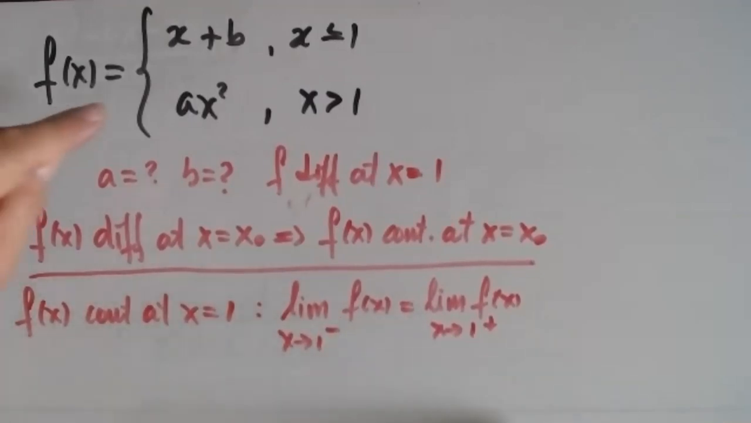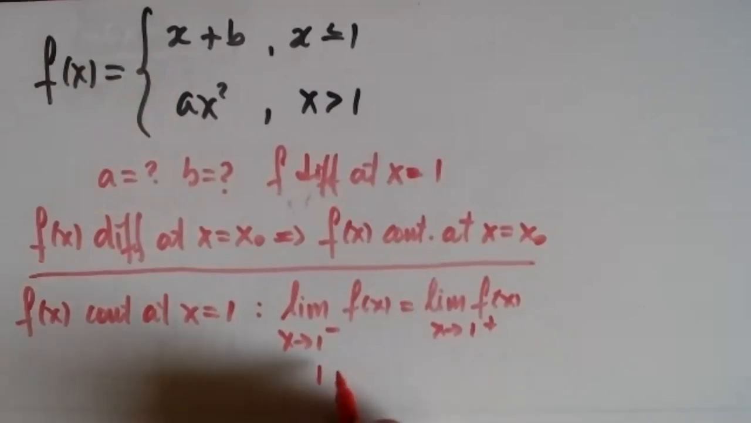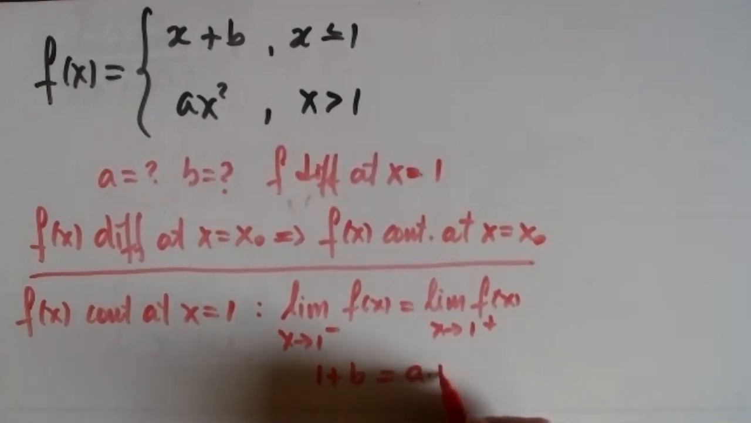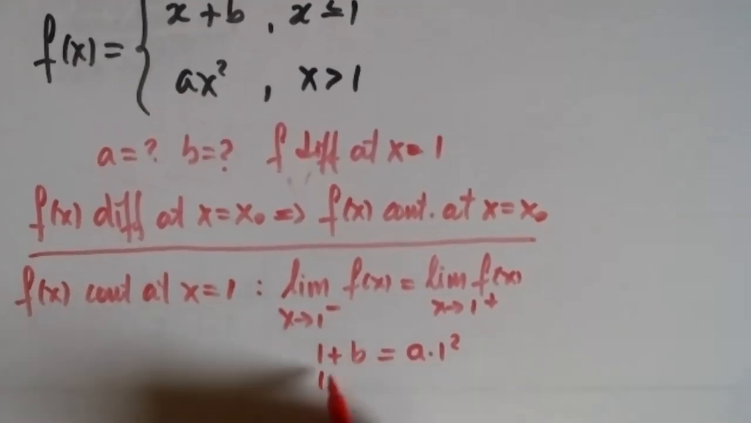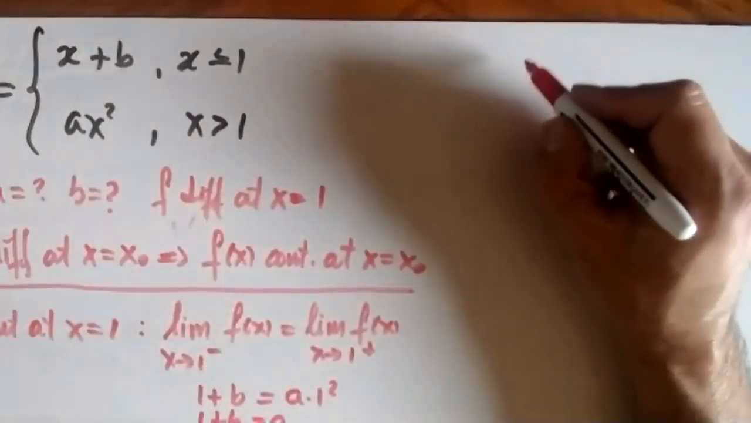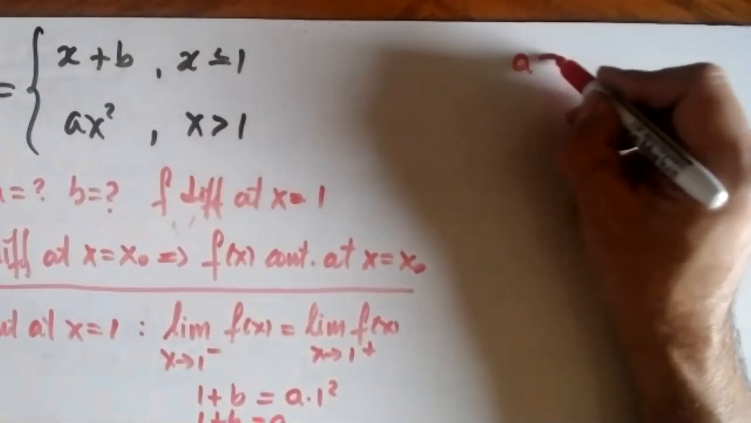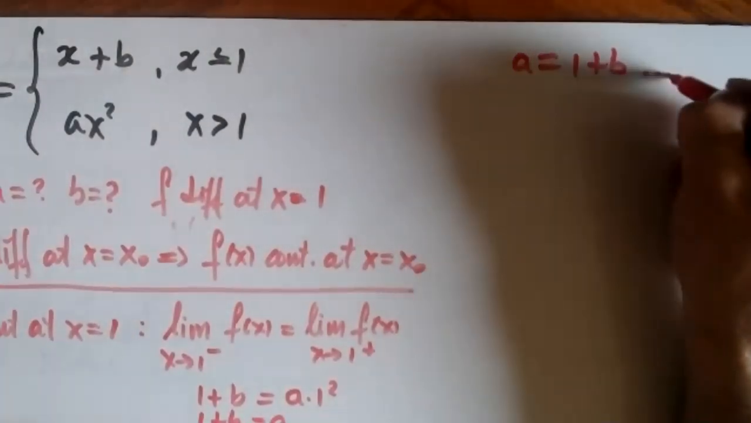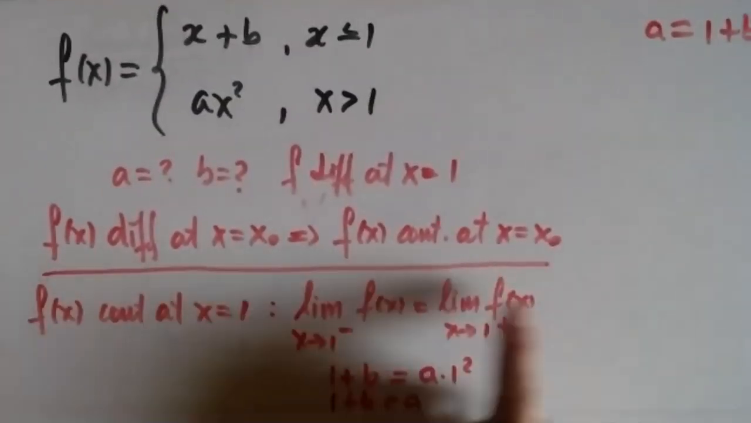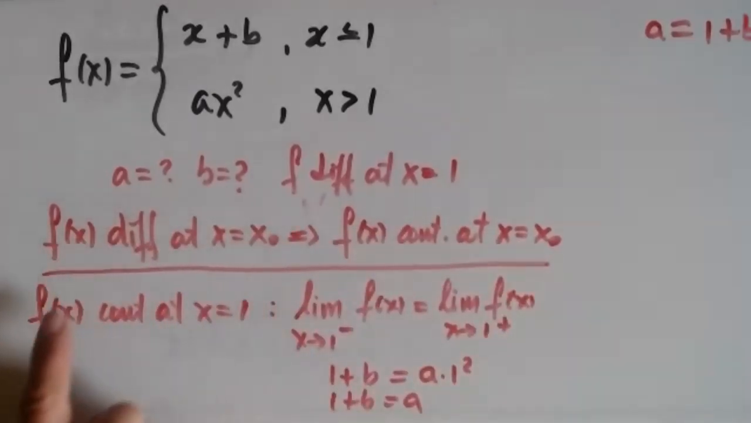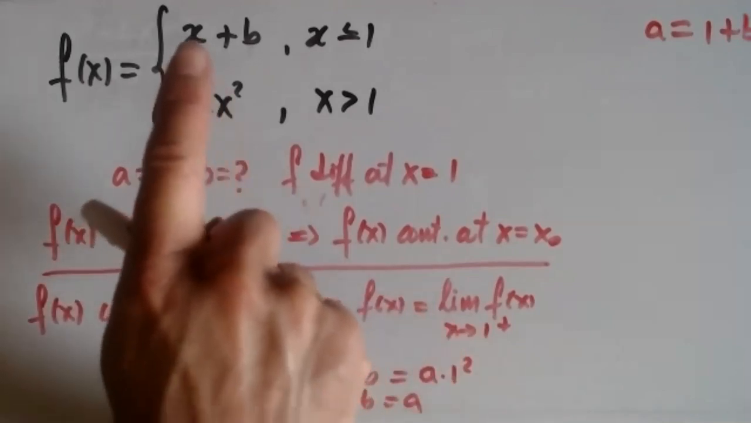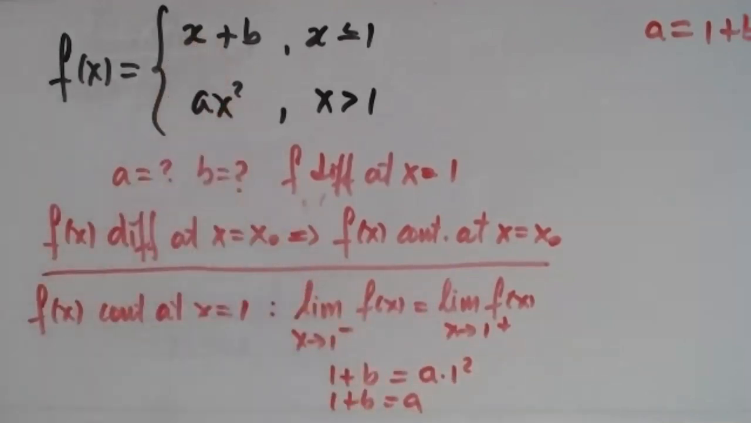Okay, now if you put a one here, you get one plus b. And if you put a one in the other one, you have a times one squared. So you have 1 plus b equals a. So I'm going to put here an equation: a equals 1 plus b. This is my first equation. So if I use the fact that f is differentiable, the first thing is f is continuous, so the functions have to be the same value. You put a 1 here, a 1 here, and you get this equation.